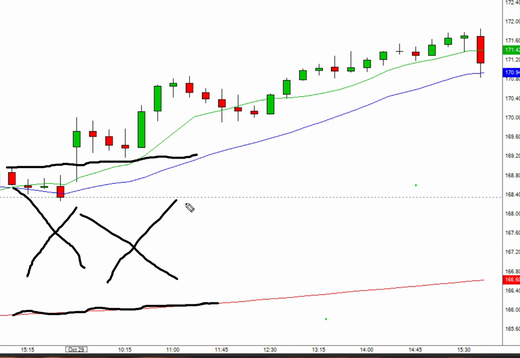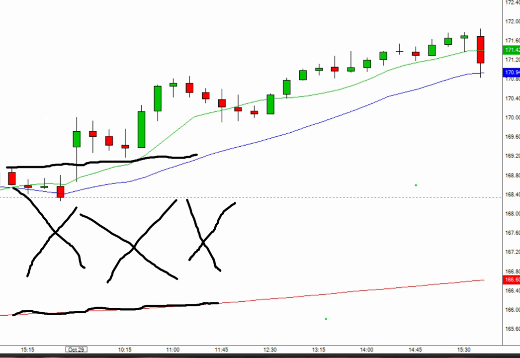Anything in this zone off the open is really not to be trusted, because this is also known as the trap zone. So what does that mean? Well, we wait. And we wait. This is the opening bar right here.